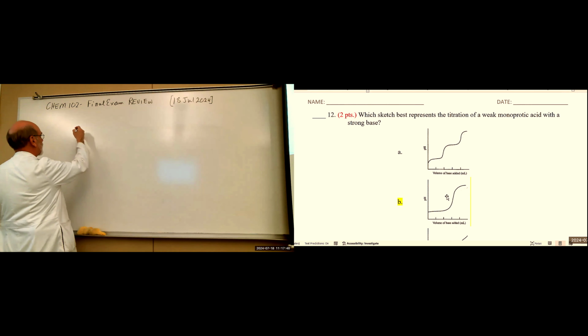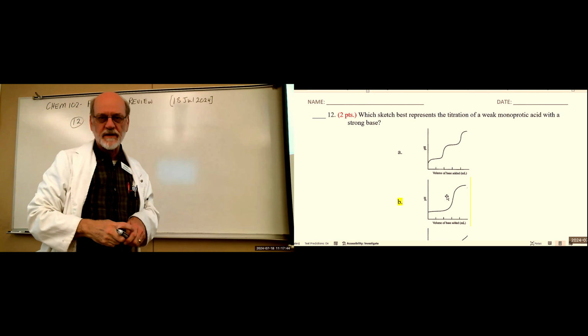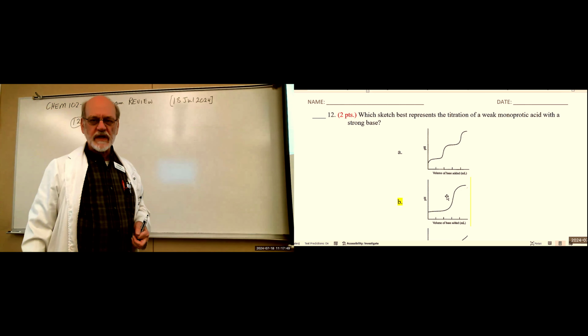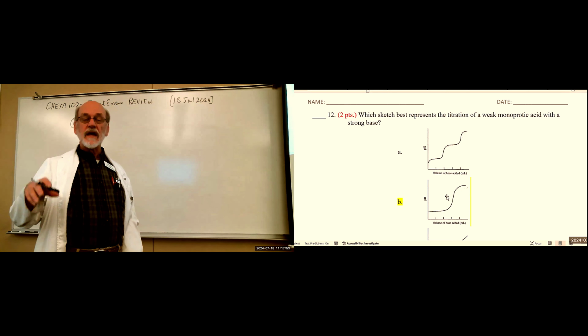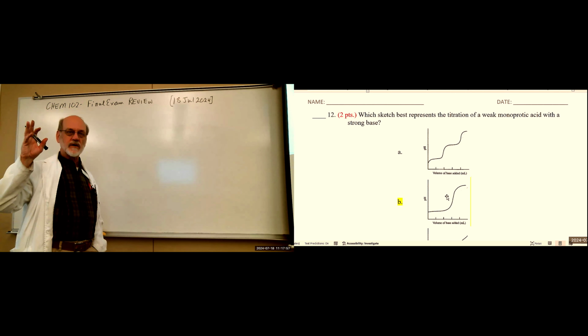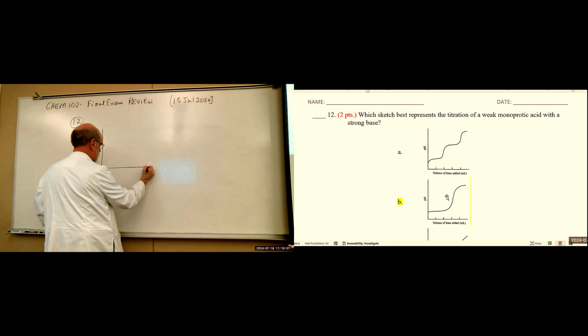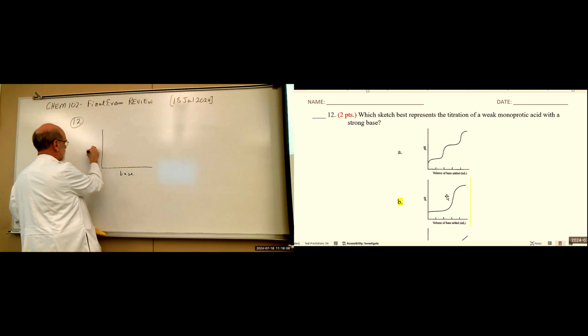Okay. We got a few more minutes. Let's try another one, and then we'll pick it up next Tuesday. Which sketch best represents the titration of a weak monoprotic acid with a strong base? If you've got a weak acid and you're going to titrate it with a base, you have this scale here, and you're adding the base here, and you've got the pH here.